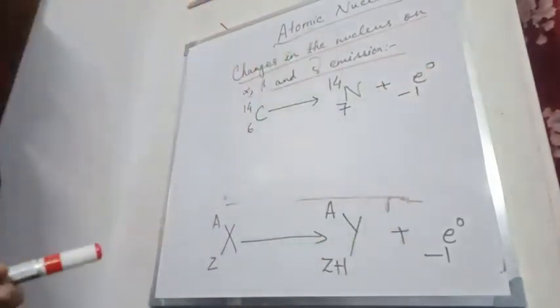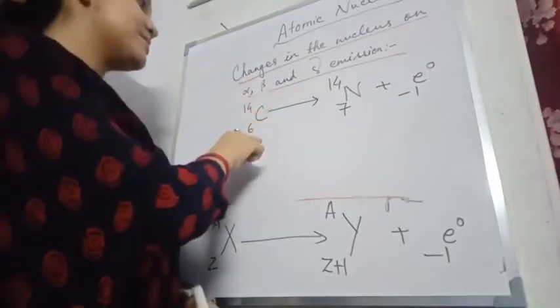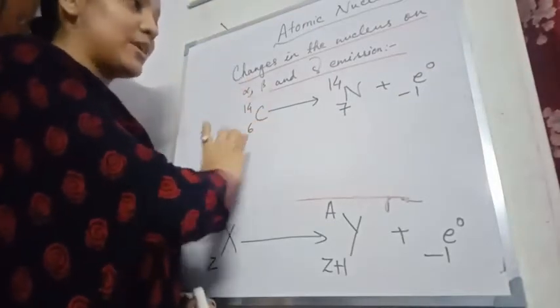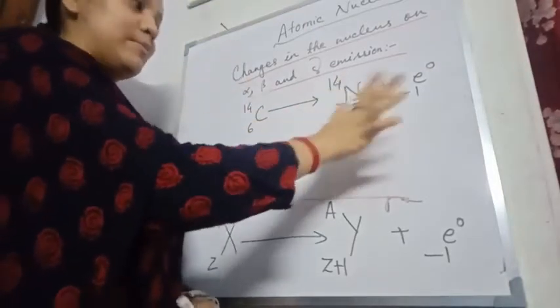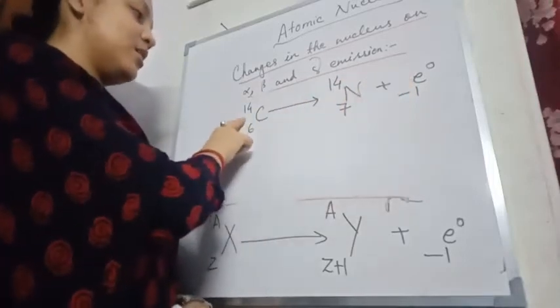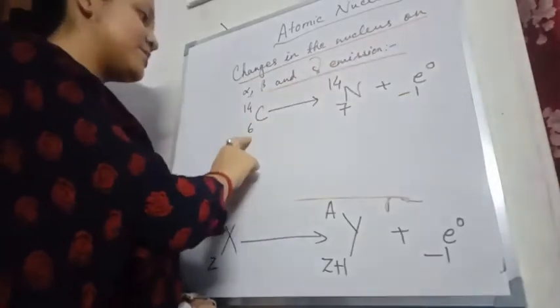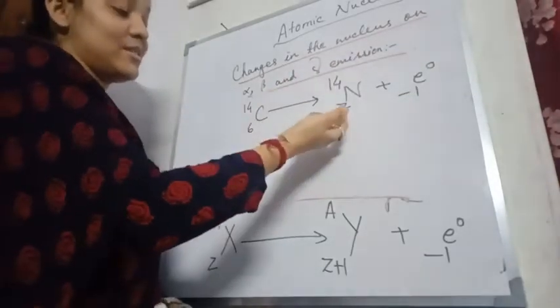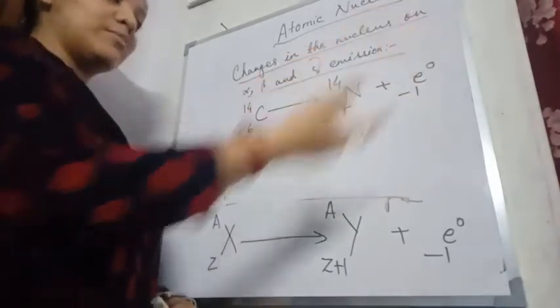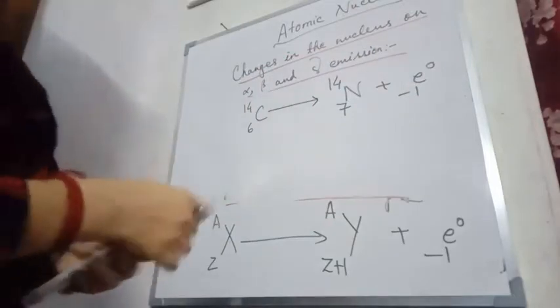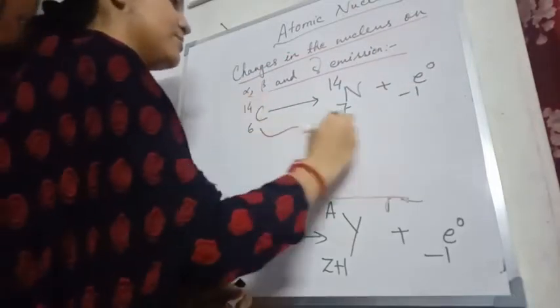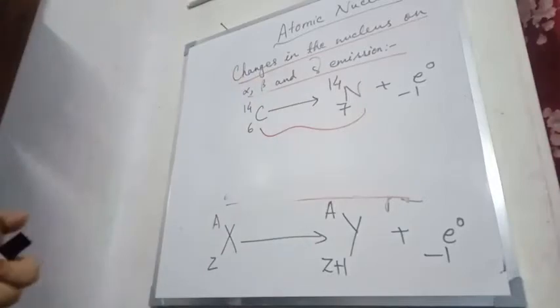Now here also, see, left hand side mass number and atomic number, and right hand side mass number and atomic number, they are balanced. Here the mass number is 14, right hand side is 14, because it is 0. Left hand side the atomic number is 6. Right hand side we have 7 and here minus 1, so it makes 6.